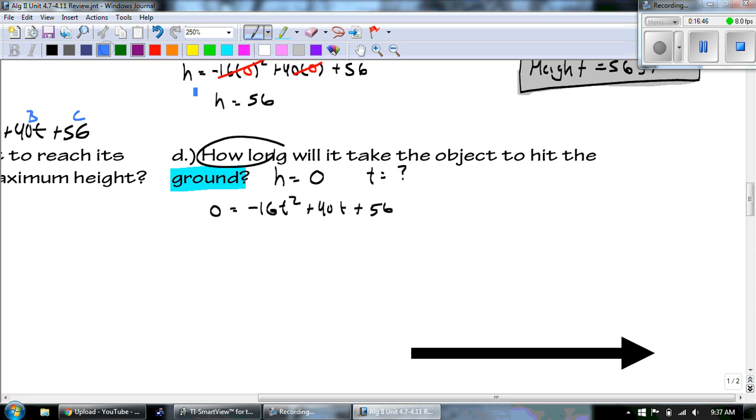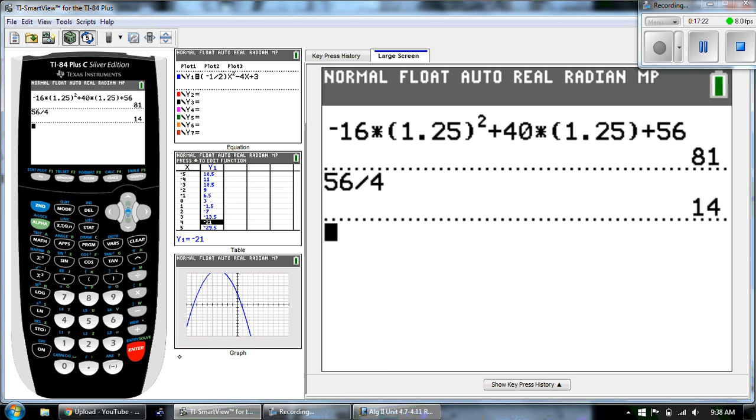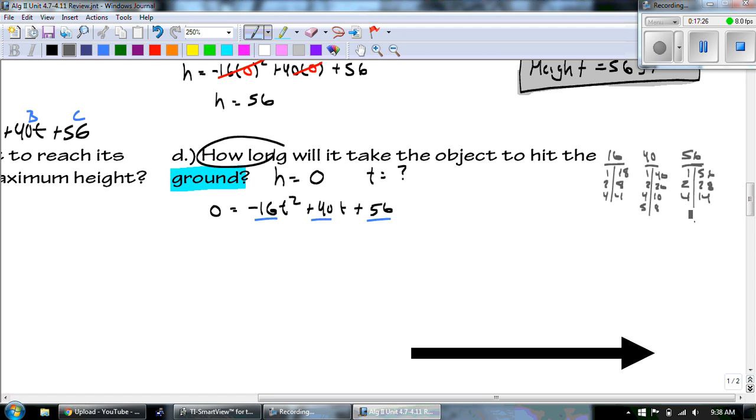Now, the first thing, we got to take out the GCF. If you don't know what the GCF of 16, 40, and 56 is, you come over here and write the factor pairs. 16: 1 and 16, 2 and 8, 4 and 4. 40: 1 and 40, 2 and 20, 4 and 10, 5 and 8. 56, off the top of my head: 1 and 56, 2 and 28, does 4 go into 56? I think it does. Yep, 4 and 14, 7 and 8. Okay, so that's how we find out what the GCF is, and it's a negative 8. So the negative 8 comes out front. So we have 0 equals negative 8 times 2t squared minus 5t minus 7.